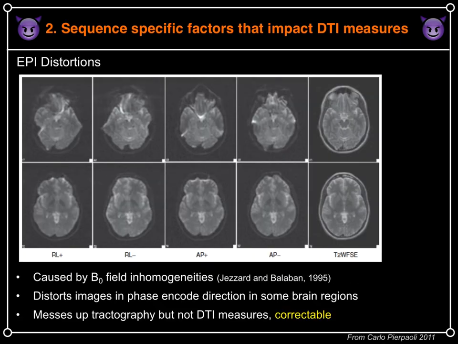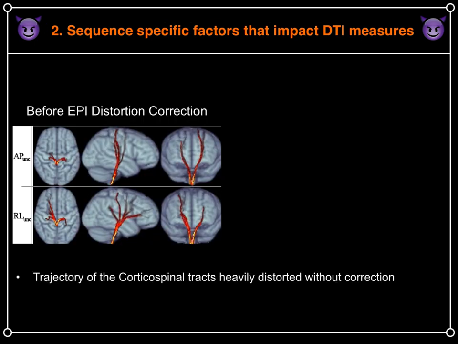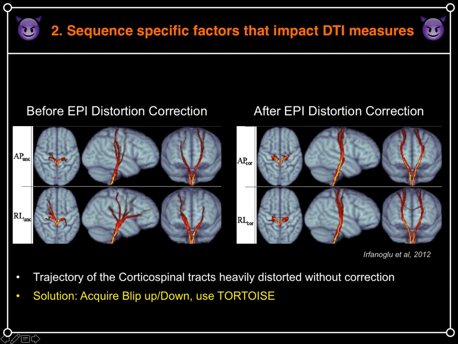What you need for correction is both a blip up and a blip down sequence. Basically, if you're collecting anterior-posterior phase encode data, you need a posterior-anterior set. And with a T2-weighted image, there are ways to correct it. The reason correction is important is if you're interested in doing tractography and looking at changes in white matter pathways. Here is what the tracks look like, the corticospinal tract for instance, in data that is not EPI distortion corrected. You can see the corticospinal tract ends prematurely in one hemisphere, but once you correct it, you get a much more anatomically truthful looking corticospinal tract.